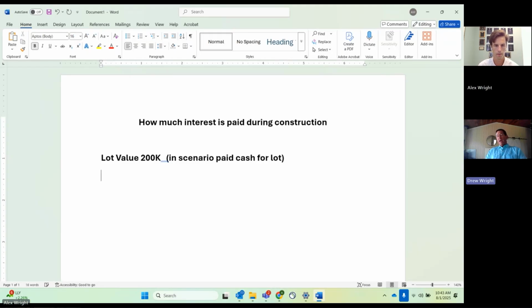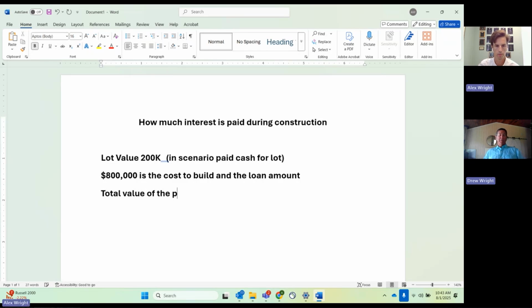So the lot is the equity, and the $800,000 is the cost to build. If the $800,000 is the cost to build, people say, well, this is going to take me a year to build. What's it going to cost me to build a house? Right, Alex? That's what they typically ask.